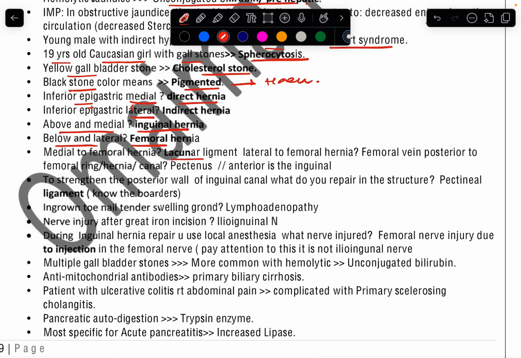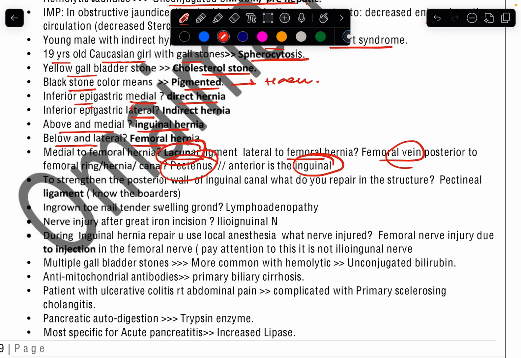Femoral hernia: medial is lacunar ligament, lateral is femoral vein, posterior is posterior to the femoral ring, anterior is inguinal ligament, posterior is pectineal. To strengthen the posterior wall, what do you repair? Pectineal ligament.